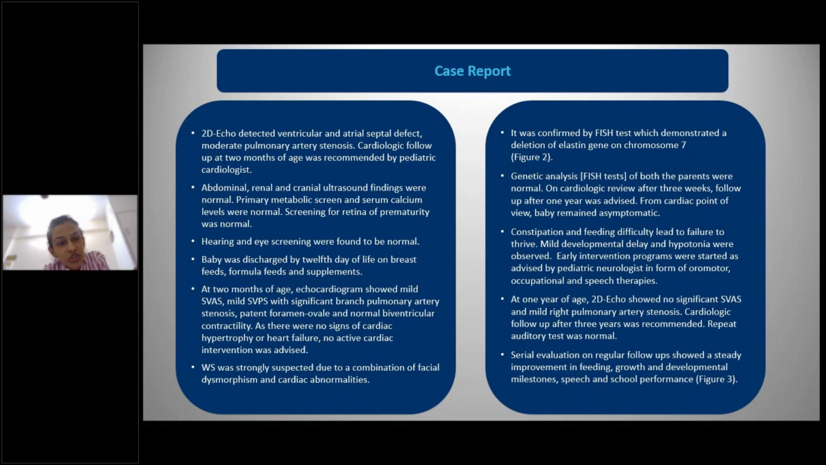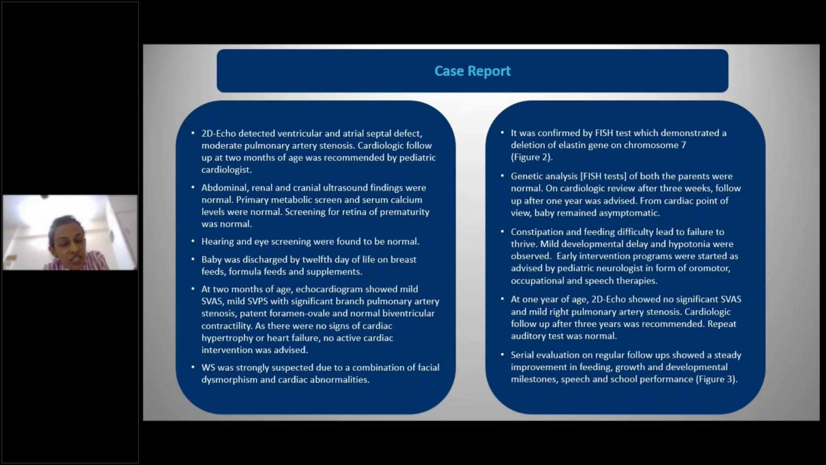At 2 months of age, echocardiogram showed mild supravalvular aortic stenosis, mild supravalvular pulmonary stenosis with significant branch pulmonary artery stenosis, patent foramen ovale, and normal biventricular contractility. As there were no signs of cardiac hypertrophy or heart failure, no active intervention was advised by the pediatric cardiologist.